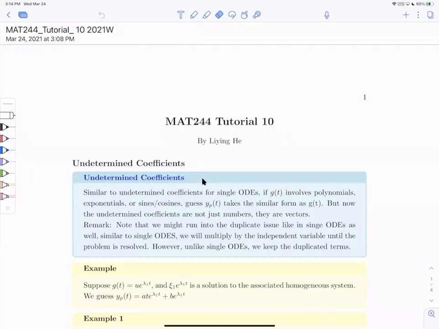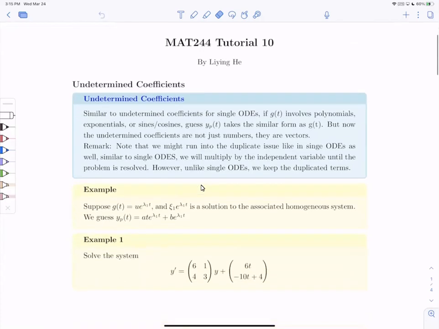So, I think your professor skipped variational parameter when you were doing higher order ODE, so I don't know. But we'll do two examples for both topics. So first we have undetermined coefficient.